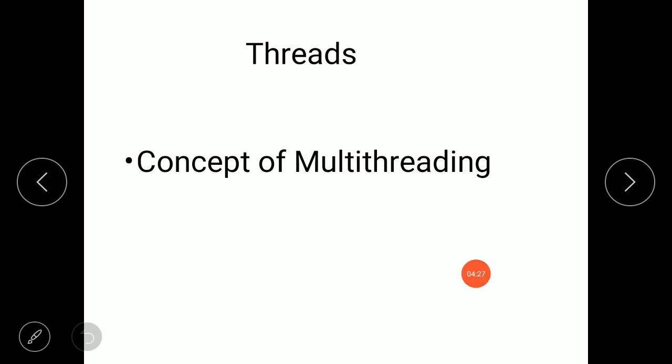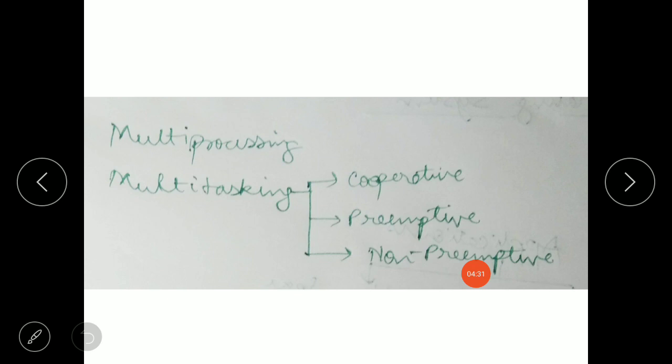Next I'll discuss the concept of multiprocessing and multitasking. In the operating system, multiprocessing describes the ability to execute multiple processes simultaneously. Systems which are capable of performing multiprocessing are known as multiprocessor systems, and multiprocessor systems possess multiple CPUs and can execute multiple processes simultaneously. Whereas multiprogramming is the ability of the operating system to have multiple programs in memory which are ready for execution.